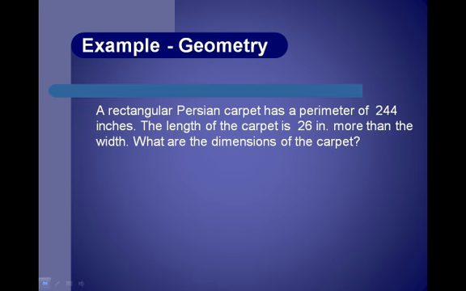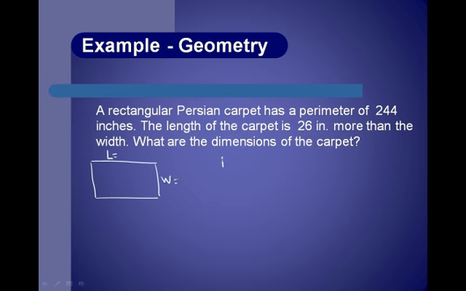Okay, last one. A rectangular Persian carpet has a perimeter of 244 inches. The length of the carpet is 26 inches more than the width. What are the dimensions of the carpet? This means find the length and find the width. Anytime there is a rectangle, I've always found it's best to go ahead and draw your rectangle. You've got the length of the rectangle and the width of the rectangle.